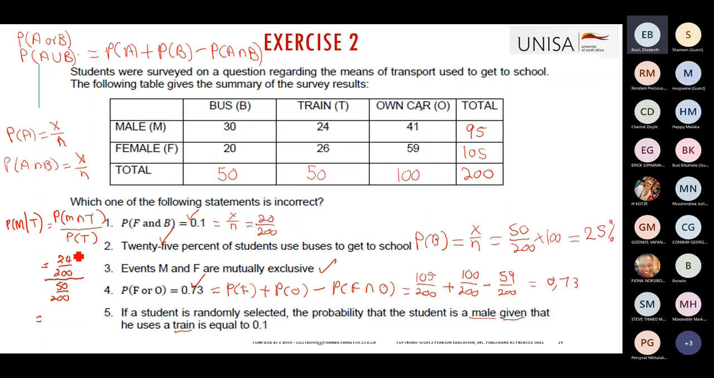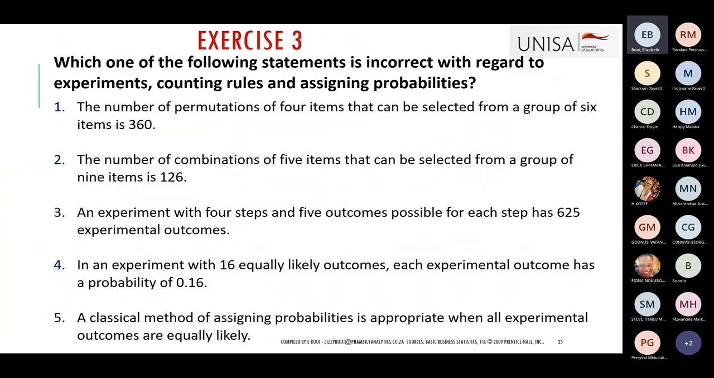So if we convert this, it will be 24 divided by 200, change the sign to a multiplication, flip, we're gonna get 200 over 50, and 200 and 200 cancel out. That gives us 1, and this gives us 1. 24 times 1 is 24, divided by 50. It's 0.48, which means this is incorrect because the answer is 0.48. And that's how you answer the questions. So let's look at more questions.